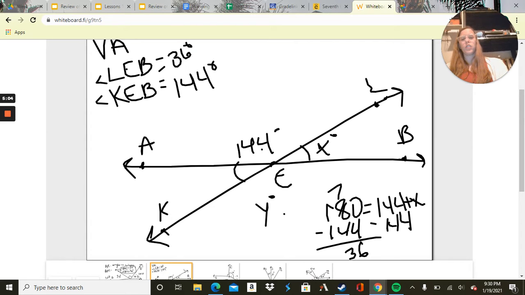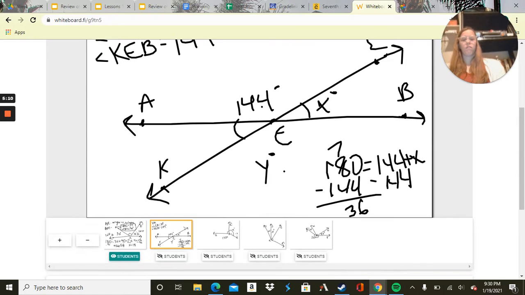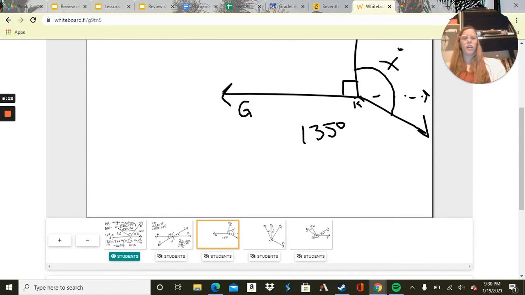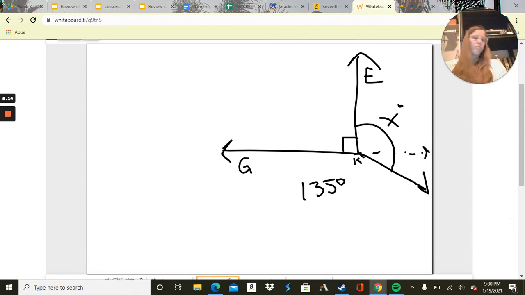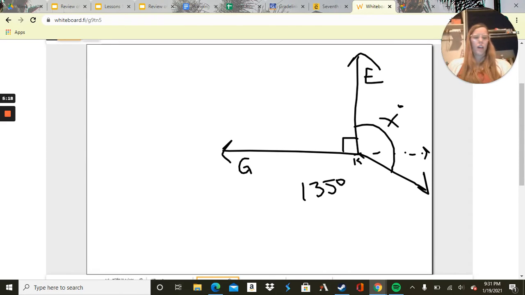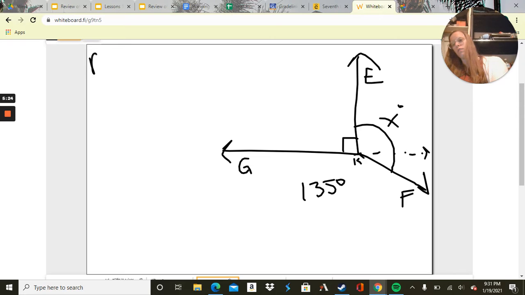Do you see how I got there? We know that these two are equal, and we know that 144 plus x equals 180. Okay, we have one more here. Let me make sure I'm looking at the right spot on my tab. This is AF. So what do we have here? We are going to use angles at a point.